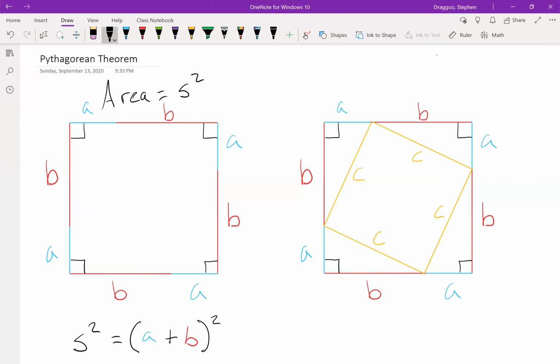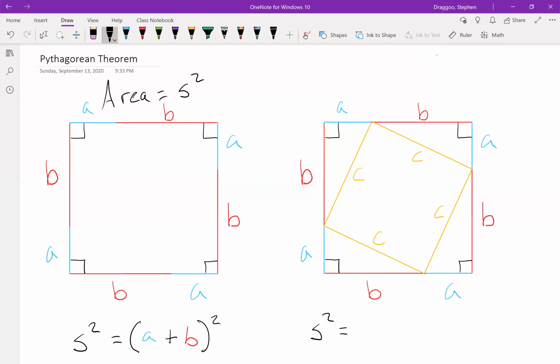Now with each of these orange segments drawn in, I've created a smaller square that's at an angle on the inside of my original square, since each of those four angles need to be the same, and each of those four sides are also the same. And so we're going to look at calculating the area again.